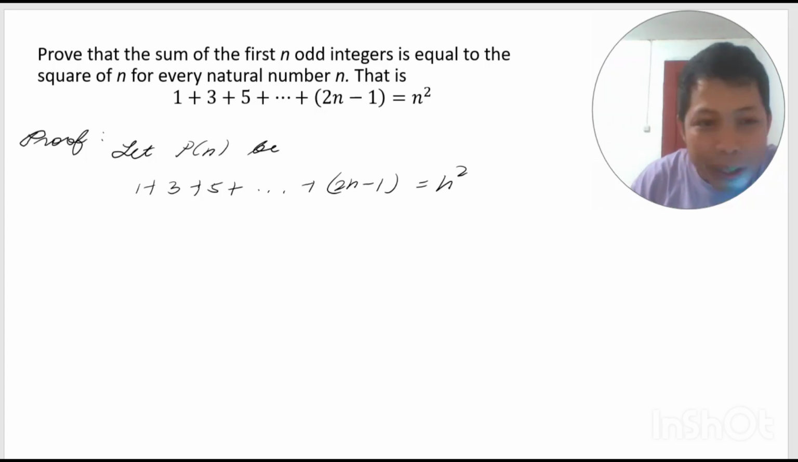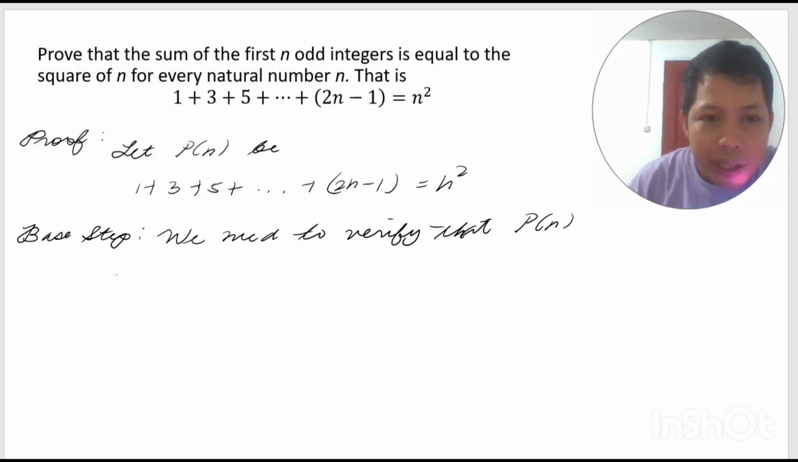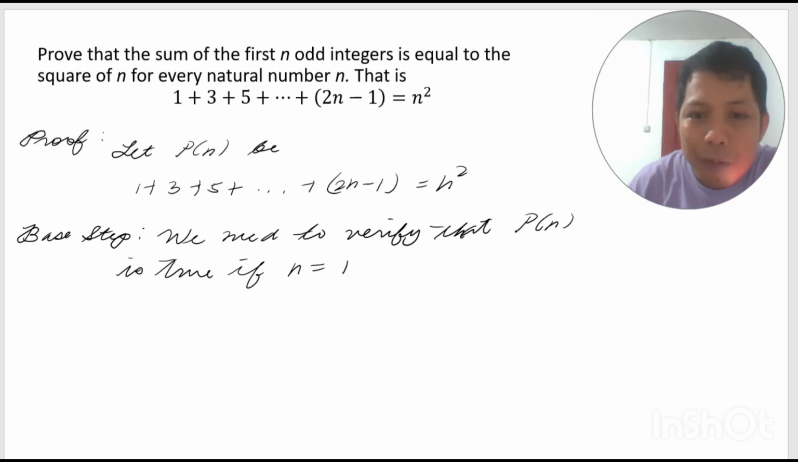As we can recall, the first step is called the base step, or the base case. In the base step, we need to verify that P of n is true if n is equal to 1. This means that we are going to solve for P of 1. So we need to substitute n equal to 1 on the left side of the equation as well as on the right side of the equation.